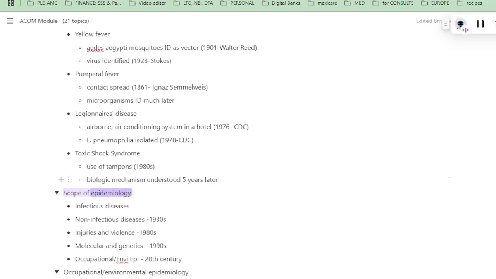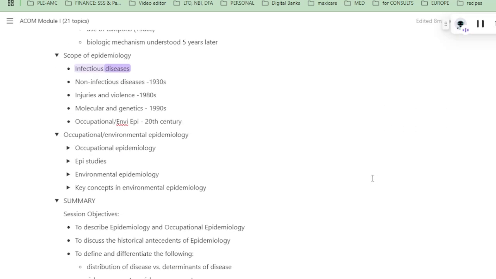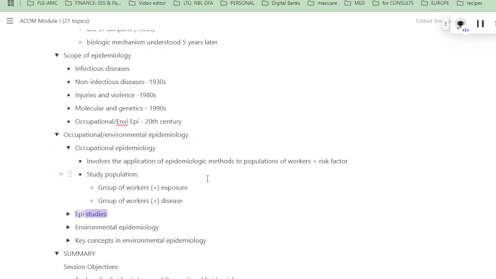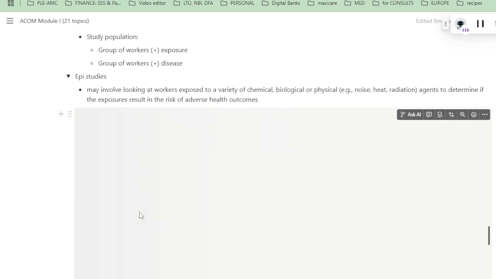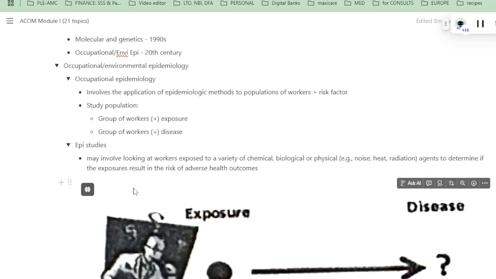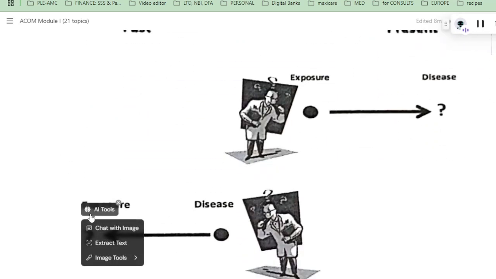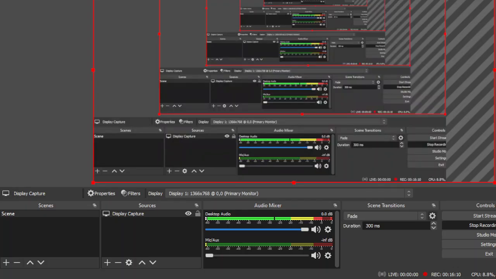Scope of epidemiology: infectious diseases; non-infectious diseases, 1930s; injuries and violence, 1980s; molecular and genetics, 1990s; occupational and environmental, 20th century. Occupational epidemiology studies. Environmental epidemiology: key concepts in environmental epidemiology. Summary. Session objectives: to describe epidemiology and occupational epidemiology.